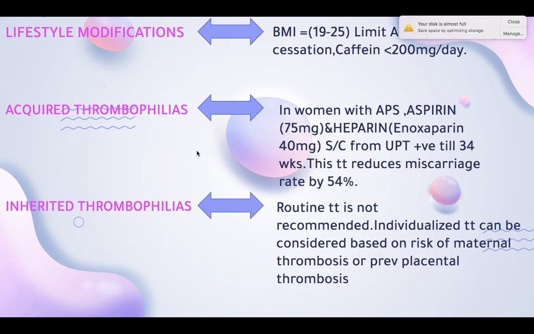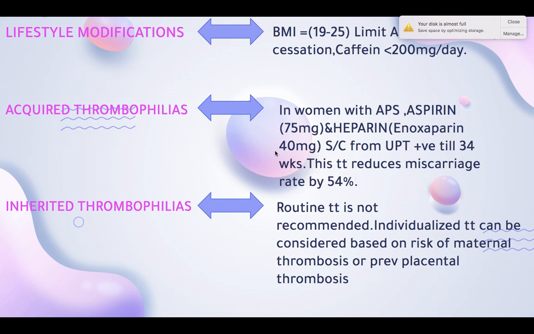I have included very few figures in this guideline to make it easier for you to remember which figures are most important, because many digits and figures have been mentioned in this guideline, but it is very difficult to remember all of them. So I have mentioned very few so that you will know what is most important. This is the most important figure. One is the slide about the age risks that I have mentioned, and one is this. This treatment reduces the miscarriage rate by 54%.